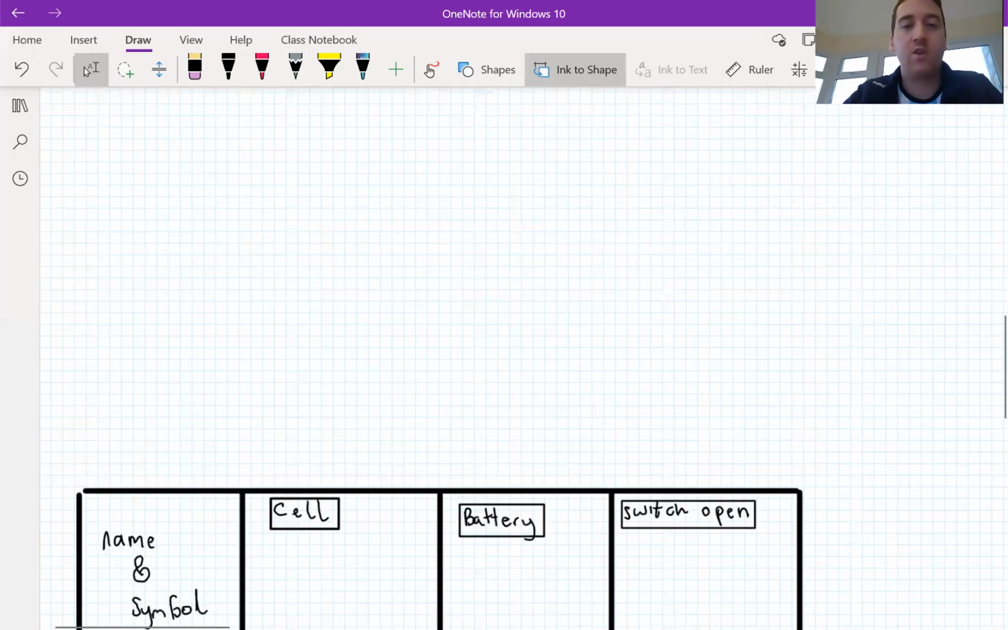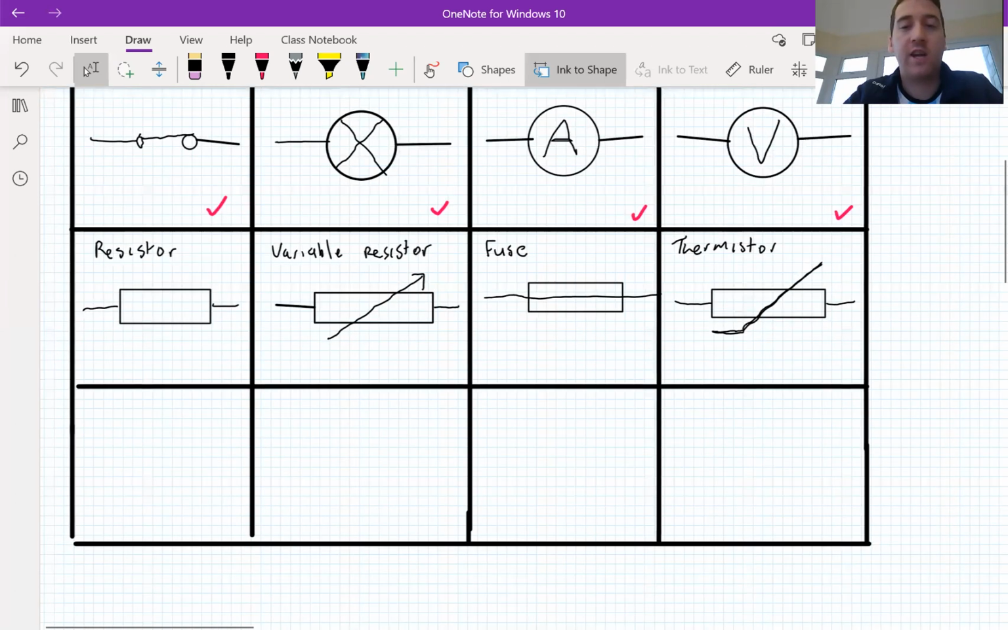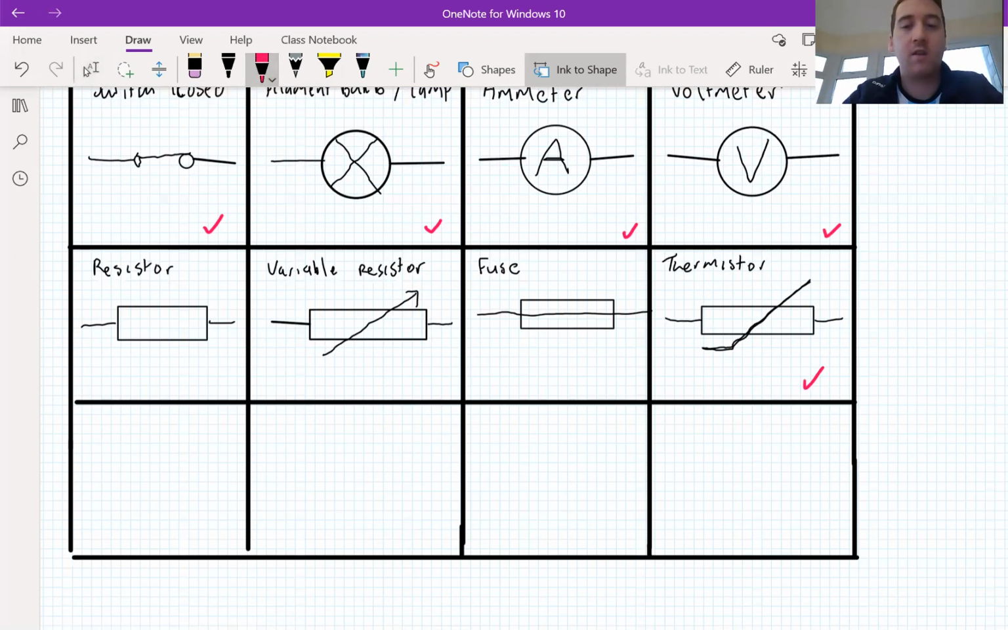Okay, this is what you should have had. Again, check that they're correct, tick them if you got them right, or else rub them out and fix them if you got them wrong. Right, there are 4 more devices that I want to tell you about.